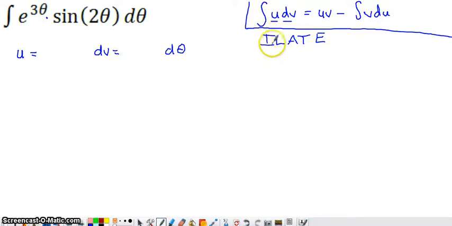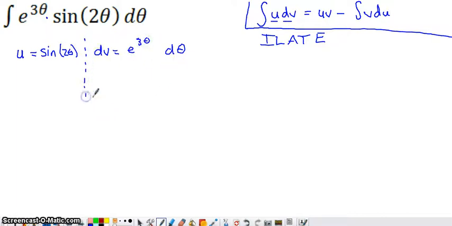But this would represent inverse trig functions, logarithmic functions, algebraic functions or polynomials, trigonometric functions, exponential functions. We have a trigonometric piece and an exponential piece, right? The further something is to the front of this acronym, so the t is in front of the e in this acronym, the more likely that's to be set equal to u. So I'm just going to go ahead and let u equal sine of 2 theta. I'm going to let dv equal e to the 3 theta. And then the d theta is part of dv.